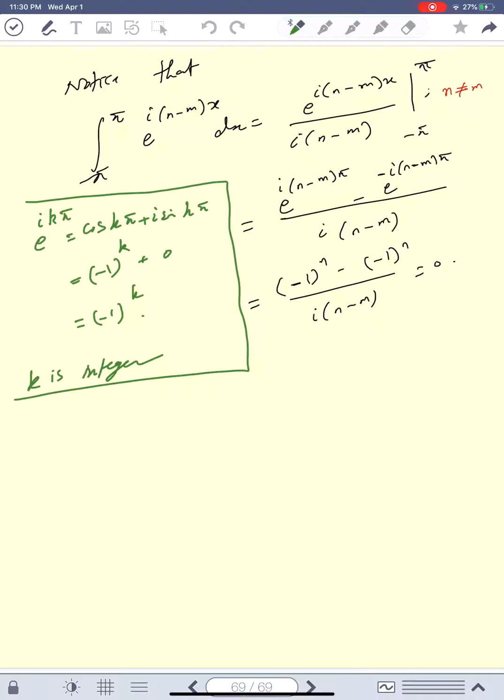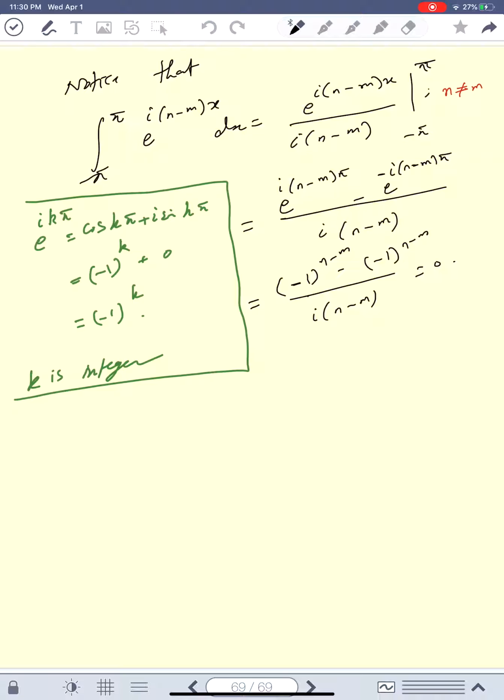So that's why when you compute, sorry, here I have a typo. This is n minus m, this is n minus m. So whenever you have e to the I k pi, you get negative 1 to the k. My k, in my case, is n minus m. So this is why this integral is always 0 when n is not equal to m.